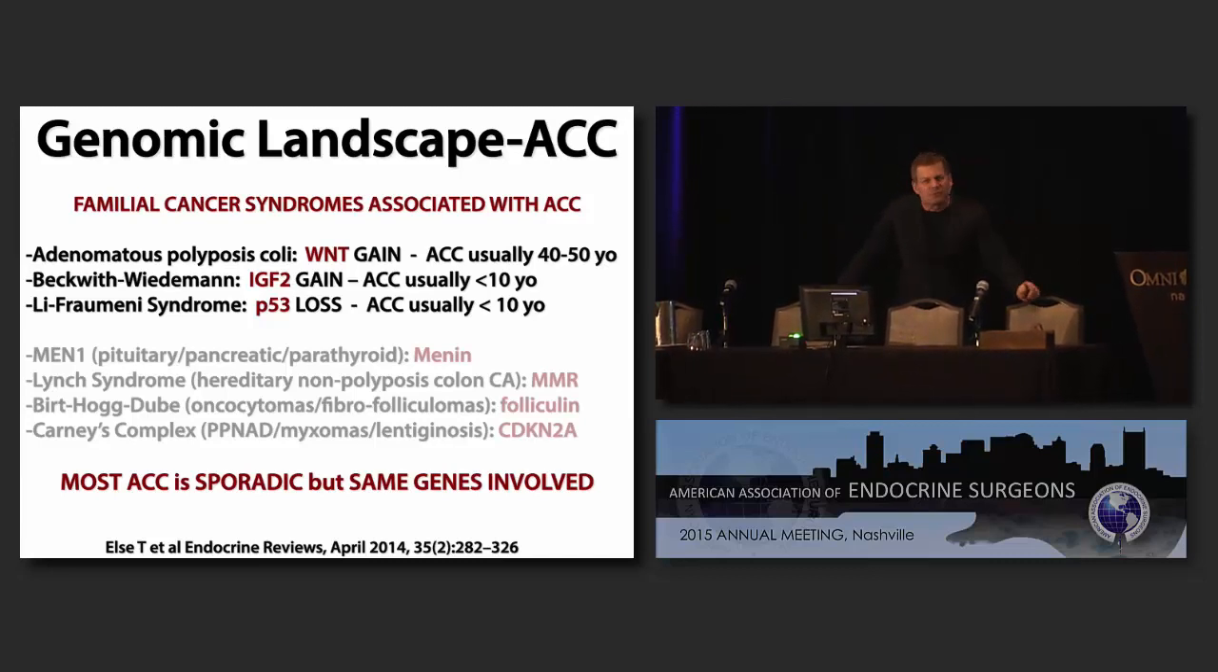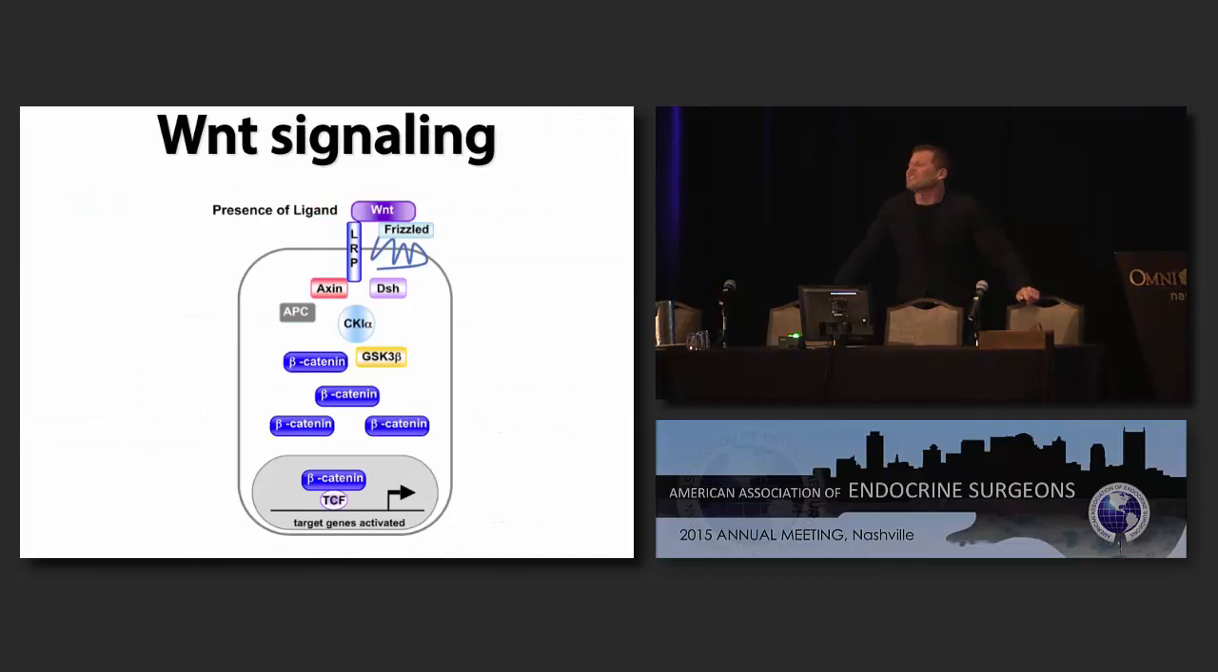Well, it turns out the same genes, though, were involved. And we'll talk about the Wnt, the IGF-2, and the P53. And we'll get back to the homeostasis and progenitor cell in a few slides. So let's jump to the human disease then, which right now. All this slide is to remind us about is that when you activate the Wnt pathway with a Wnt ligand, beta-catenin gets turned on and it turns on genes.